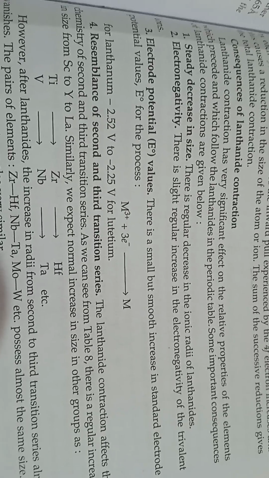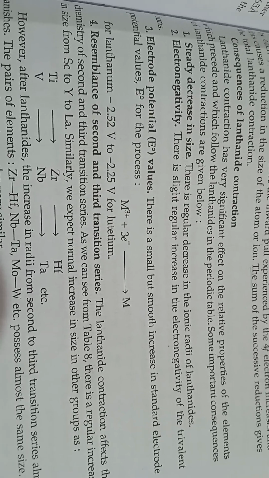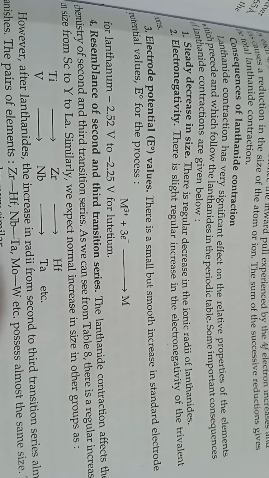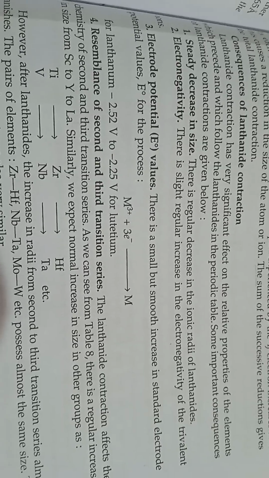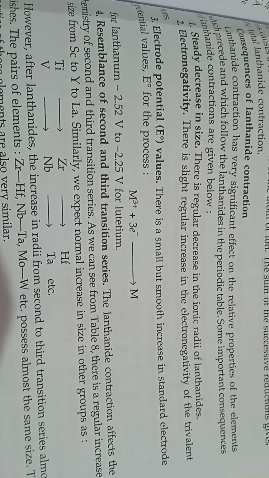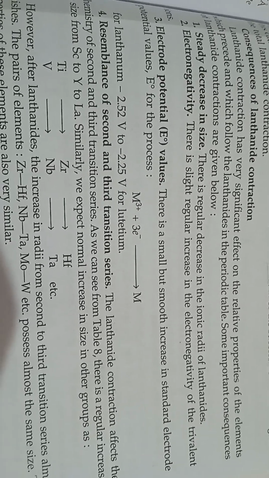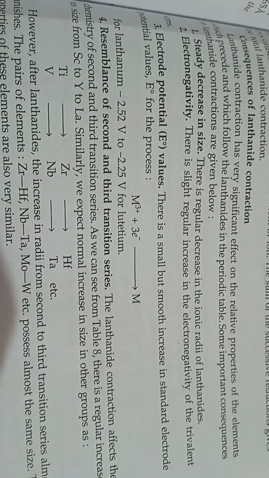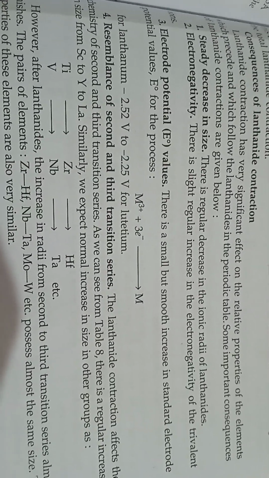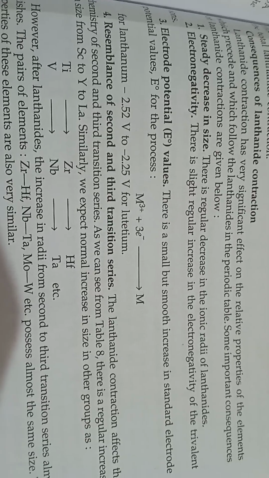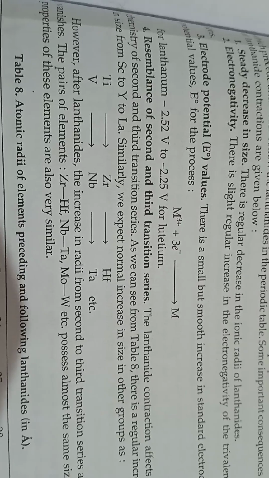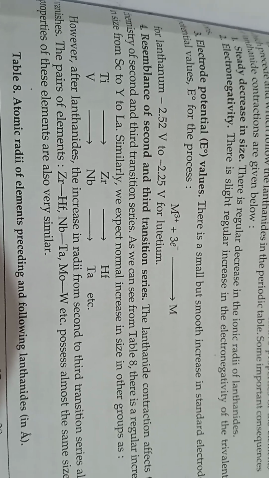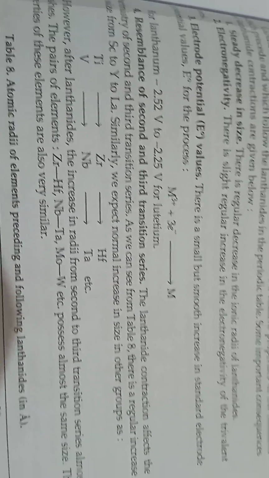Second, electronegativity. There is a slight, regular increase in the electronegativity of the trivalent ions. Third, electrode potential values. There is a small but smooth increase in standard electrode potential values for the process M3+ plus 3 electrons gives the metal: from minus 2.52 V for lanthanum to minus 2.25 V for lutetium.